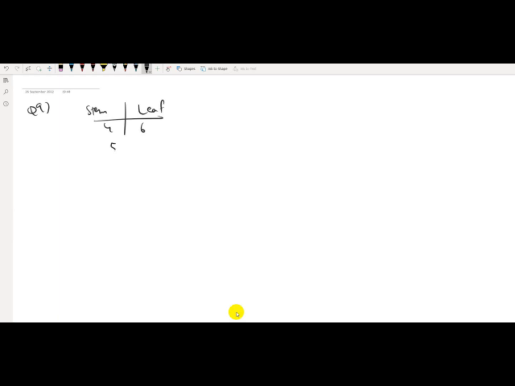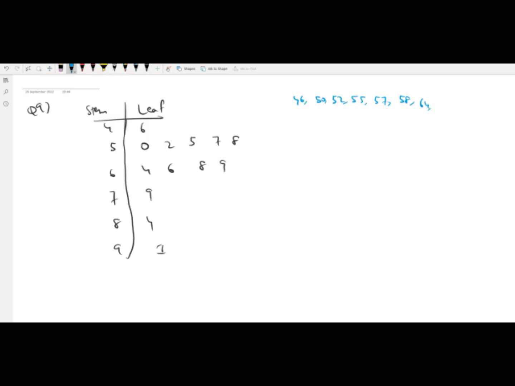4, 6, 5, 0, 2, 5, 7, 8, and now 6, 4, 6, 8, 9, 7, 9, 8, 4, 9, 1. This is the data. Instead of maintaining this long data in tabular form, we can simply convert this into values like 46, 50, 52, 55, 57, 58, 64, 66, 68, 69, 79, 84, 91. That's it. This is the given data for us. Let's erase this now.